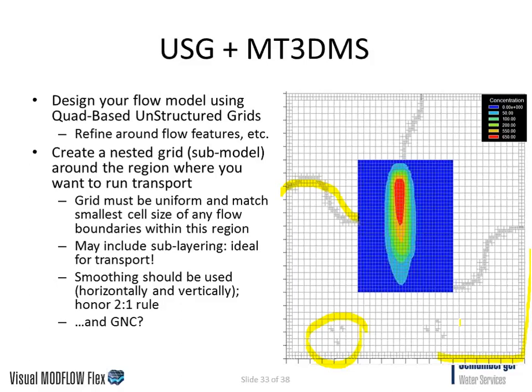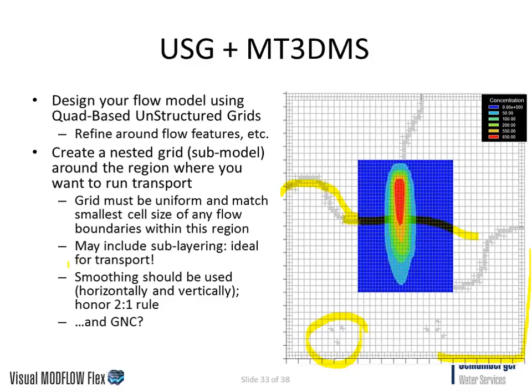A few guidelines here. The grid geometry for the nested grid must be uniform rectangular grid geometry. The size of that must match the smallest cell size of any boundary that goes into that nested grid. So let's say you have some river that spans through that model domain, or some wells where you've done some refinement. The cell size of the nested grid must be a uniform cell size that matches that smallest grid cell from the linear feature refinement.